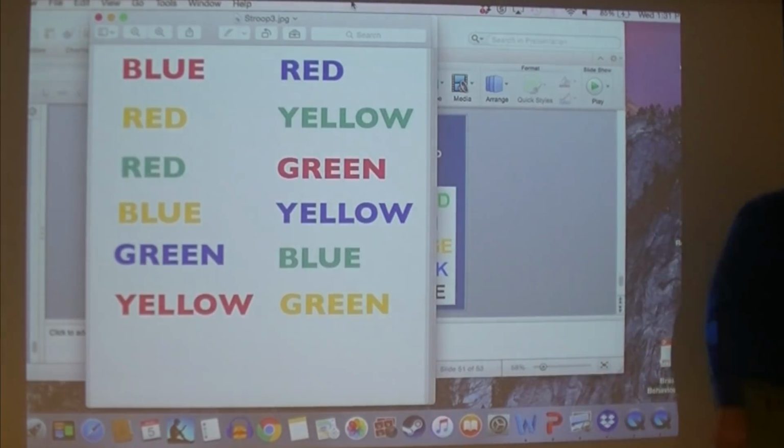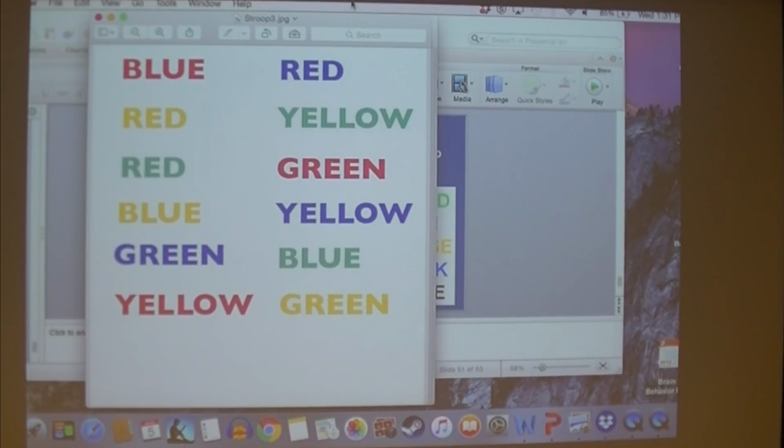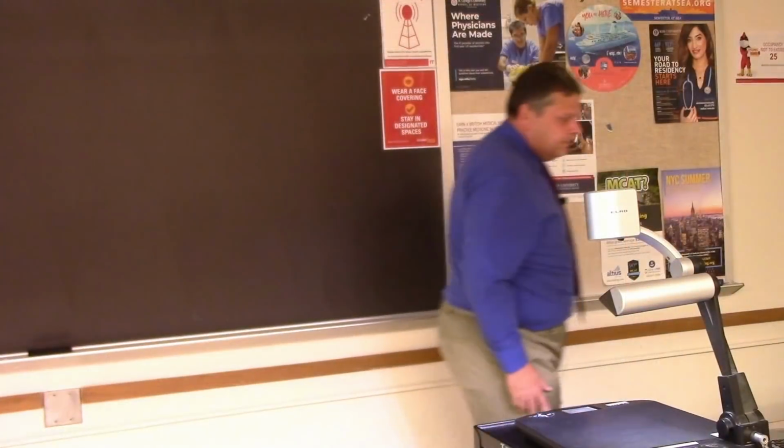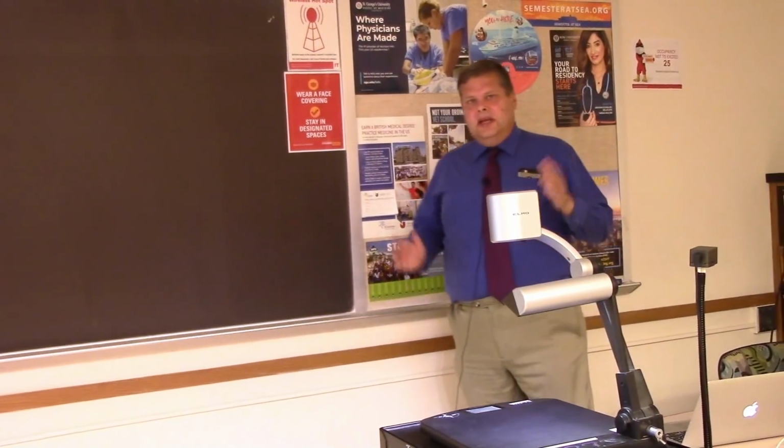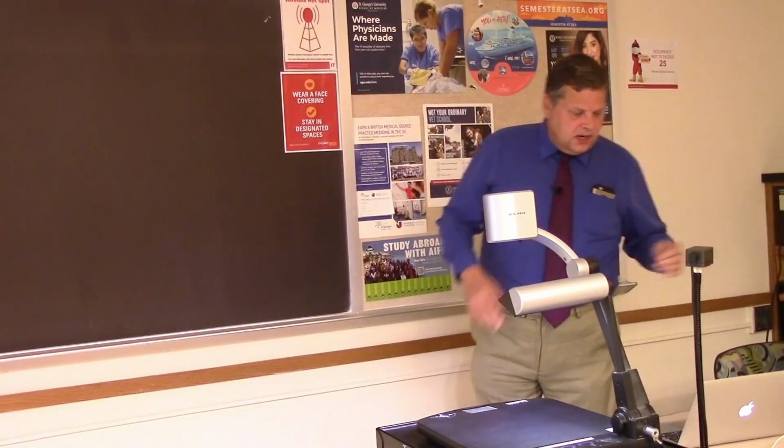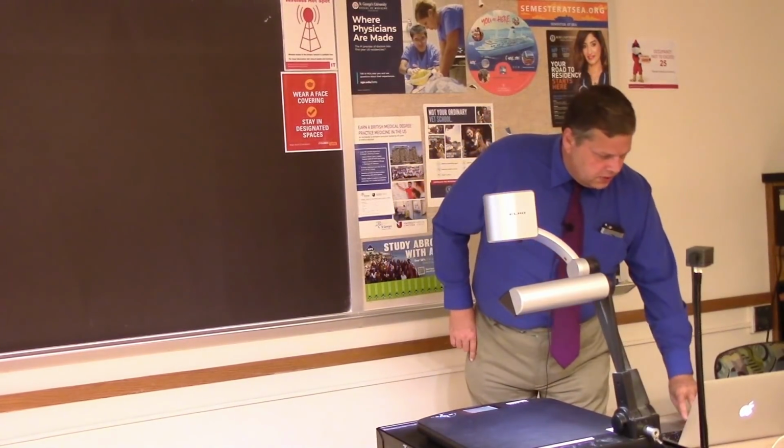All right, that was hard for me. Better than I thought I would, but I bet it was hard for you too if you were at home. Now what's going on here? We're just naming the color of the ink. Why was this so hard and some of the others were so easy?